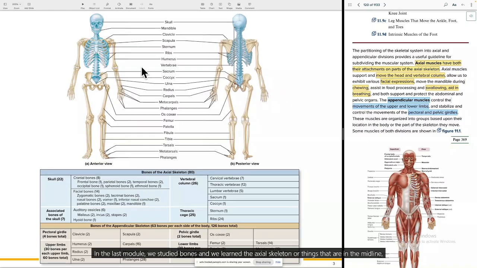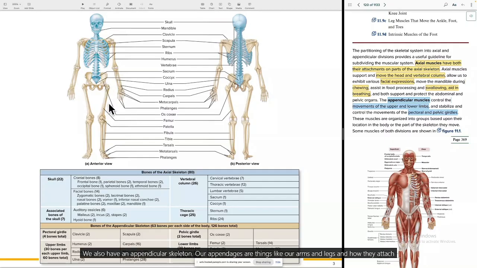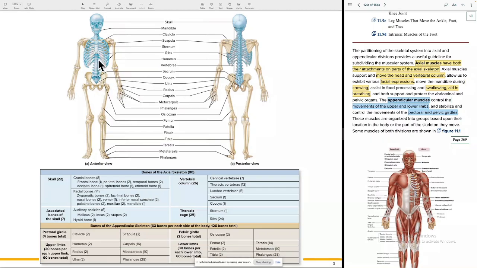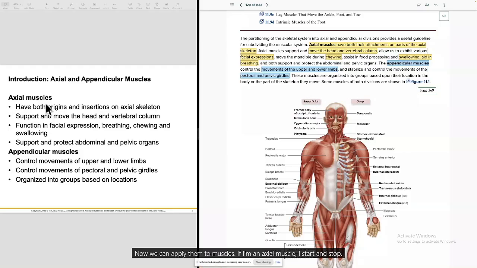In the last module, we studied bones, and we learned the axial skeleton, or things that are in the midline, like your vertebrae and the ribs and the bones of the skull. We also have an appendicular skeleton, our appendages, or things like our arms and legs and how they attach to the axial skeleton. So those same terms, now we can apply them to muscles. If I'm an axial muscle, I start and stop. Those areas are called origin and insertion of the muscle, and those are all on the axial skeleton. In other words, they're on my midline.